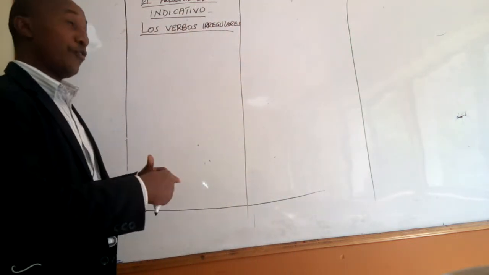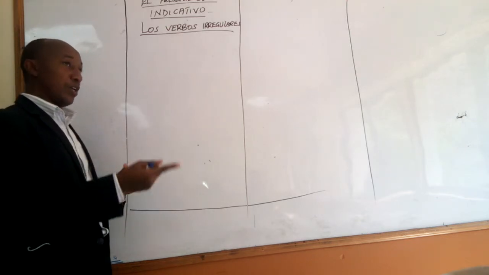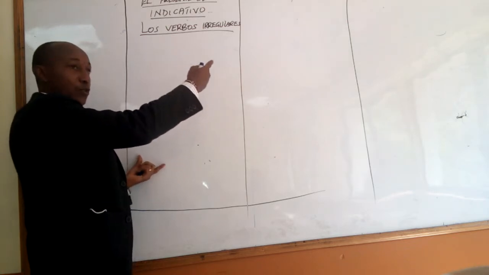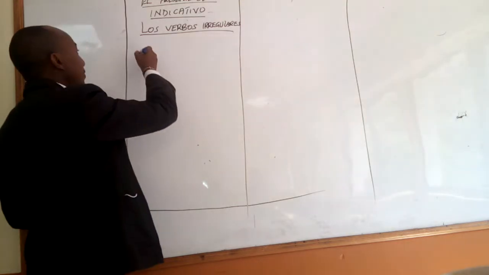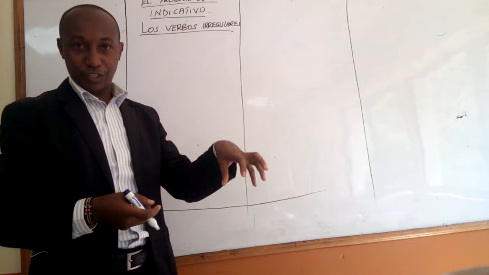Today we're talking about el presente de indicativo, which is the simple present tense. We already did the simple present tense of regular verbs, and therefore we will not need to introduce it again. We continue with los verbos irregulares. The ones that are irregular, we said, don't follow a fixed pattern in their conjugation.